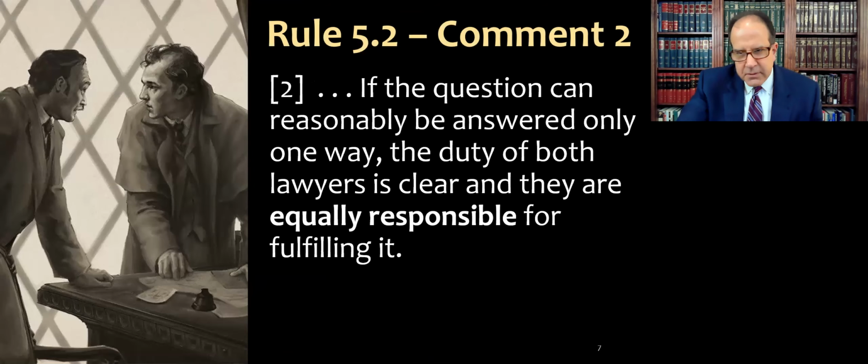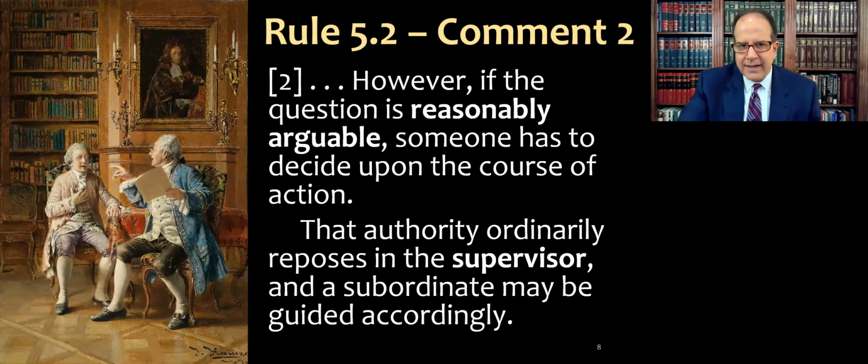Now, if the question can reasonably be answered only one way, like if this was a clear ethical violation, then the duty of both lawyers is clear and they are equally responsible for fulfilling it. So if you are only half listening, you may want to stop and read that again. If it's a clear violation and you have a boss and a subordinate lawyer, like a junior associate right out of law school, and it should be clear to anyone that this is a violation, both of them will be equally responsible for the violation. However, if the question is reasonably arguable, someone has to decide upon the course of action, and that authority ordinarily reposes in the supervisor, and a subordinate may be guided accordingly.